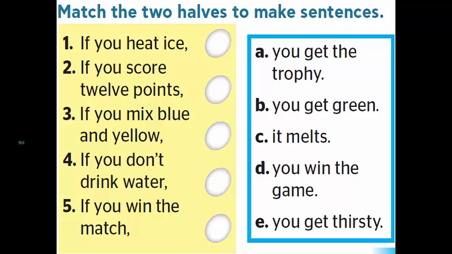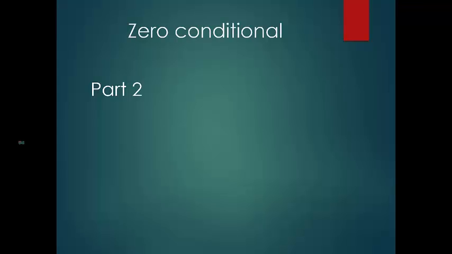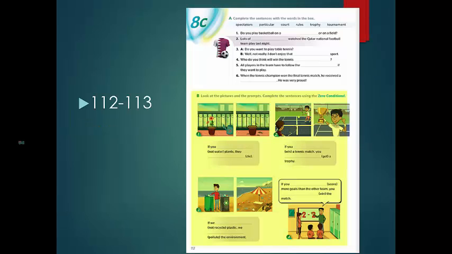Now, if you heat ice, it melts. If you score 12 points, you win the game. Number 3, if you mix blue and yellow, you get green. If you don't drink water, you get thirsty. And if you win the match, you get the trophy. Now, part 2. After revising and practice, we go to our homework.